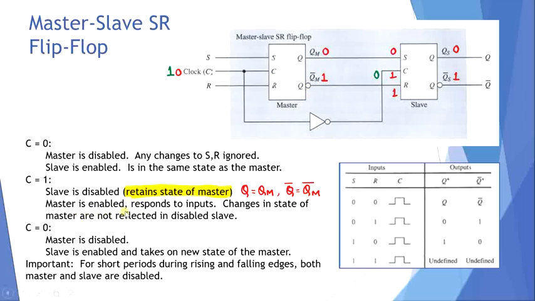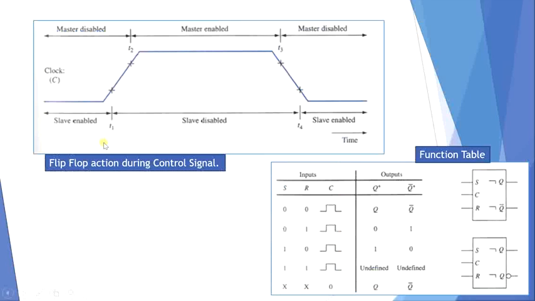The master will be enabled and it will respond to the inputs, S and R, depending upon what type of inputs you give. The inputs can be 0 0, 0 1, 1 0 or 1 1. So the same thing has been illustrated here. As I specified, because the slave is disabled here due to the presence of the inverter, any change in the state of the master will not be reflected to the slave.